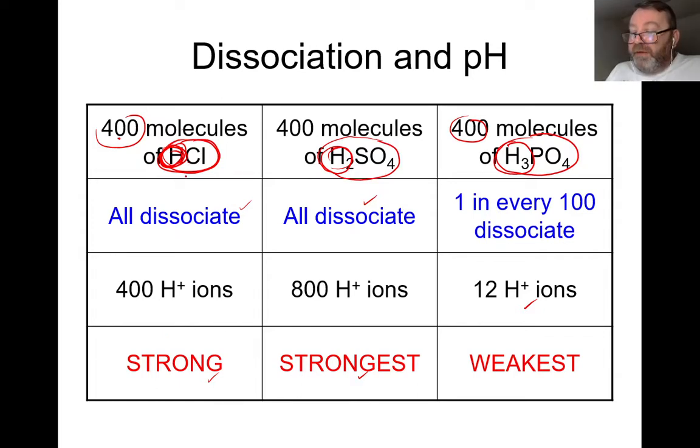Hydrogen chloride: every HCl produces 1 H, but they all break down. So 400 HCls will give 400 H pluses. H2SO4: 2 H's per molecule, all 400 dissociate, 400 times 2, 800, extremely strong. And lastly, H3PO4 has 3 H's, but only 1 in every 100 will actually break down. The rest all stay together. Because only 1 in every 100 dissociate, only 4 molecules will break down, meaning 4 molecules will give you their 3 hydrogens, which only produces 12 H pluses, meaning it is extremely weak when compared to hydrochloric acid and sulfuric acid.